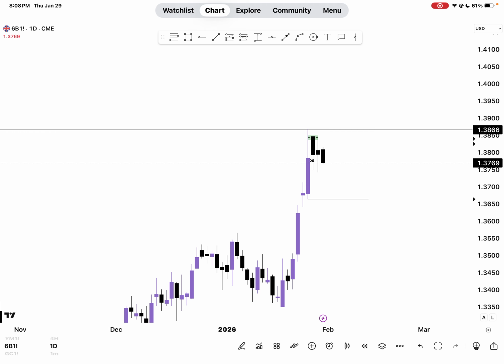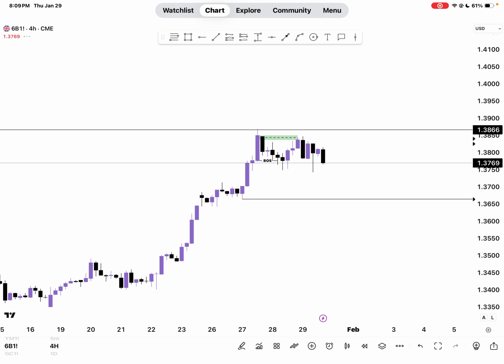There's only ever two actions that can occur at a liquidity point. It's a break of structure or a draw on liquidity. And the action that I was looking for was a draw on liquidity. There's two ways to confirm a draw on liquidity. Well, how do we do that? The first way is from the 4 hour time frame.